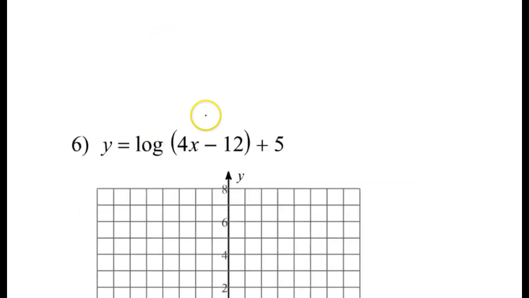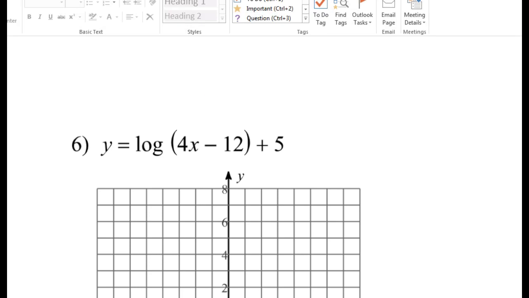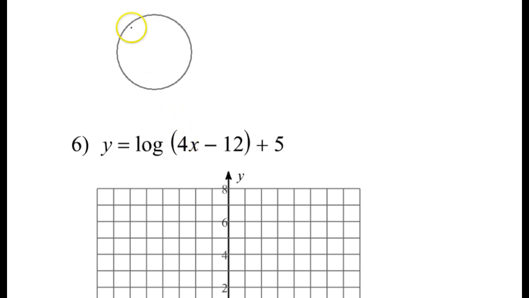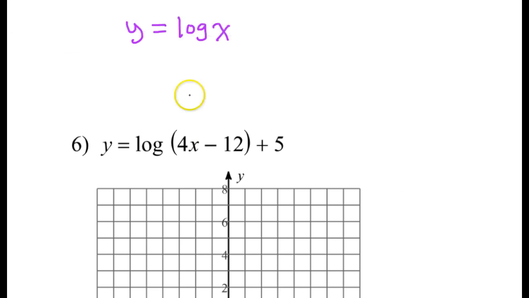All right, let's do one more example. Now, we are going to start off by graphing the parent function, which is y equals log x. All right, that's truly the parent function. So that's where I will start my table of values. But then I will go ahead and include the 4. So what I will actually end up graphing is y equals log 4x.